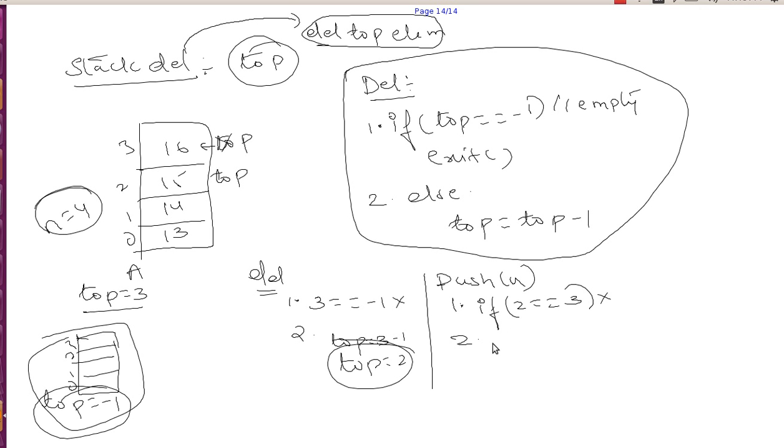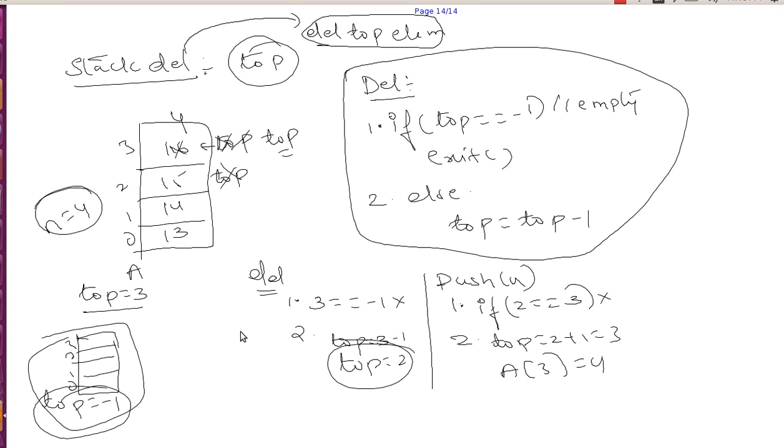In the else part, what do I do? Increment top: top is equal to the top value, 2, plus 1, which is 3. Then you say that a of 3 is equal to 4. Now what will happen is, this gets overwritten by 4 and top is pointing to the third location. That is, again the stack is full for us. In this way you override the previously deleted values.